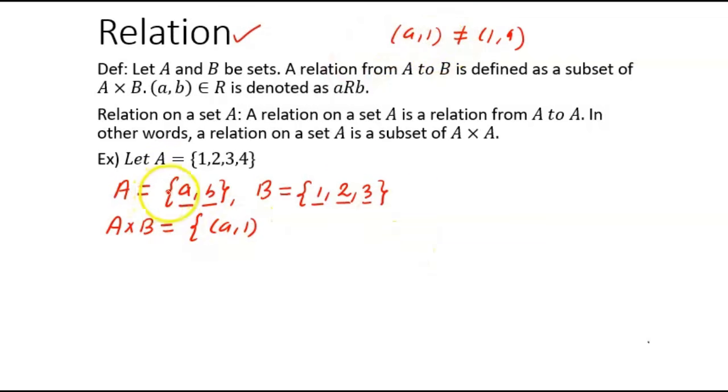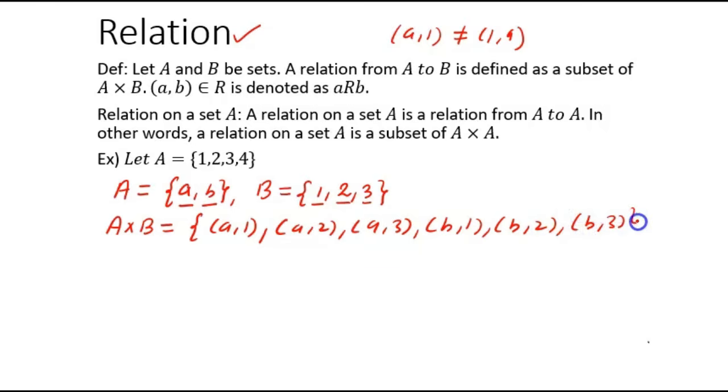The first element comes from the first set and the second element comes from the second set. So I will have (a, 1), (a, 2) and (a, 3), and we will have (b, 1), (b, 2) and (b, 3). So in total, in A cross B we have how many elements? We have 6 elements, right?